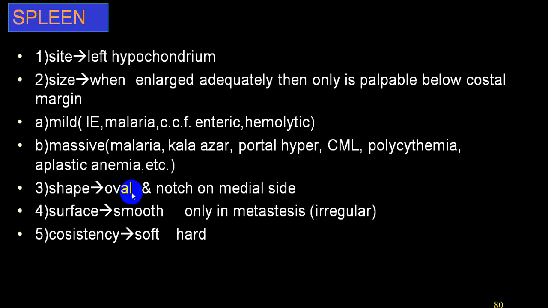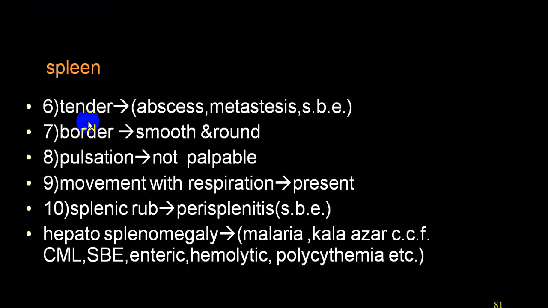Shape wise, usually it is oval in shape and you can get a notch, we call splenic notch, on the medial surface. Surface is always smooth. Occasionally it will be irregular in case of secondary metastasis. Consistency wise, usually it is soft, it will be hard in case of secondary metastasis. It will be tender in case of a splenic abscess, secondary metastasis and infective endocarditis. The border is always smooth and round.